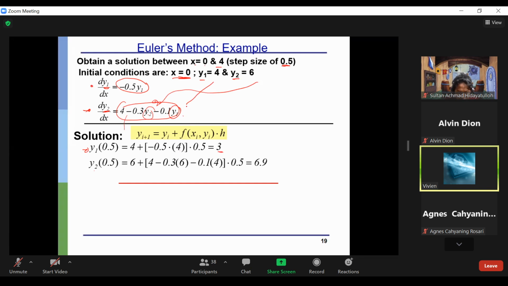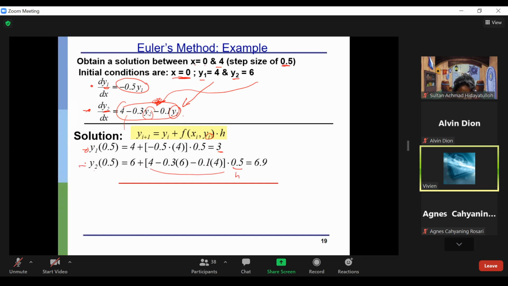So this is the difference. All of these values are taken at i, which means at the previous step. So that will be minus 4 minus 0.3 times y2, which is 6, minus 0 times 4. This is the slope times the step size, which is 8, and that will be equal to 6.9.